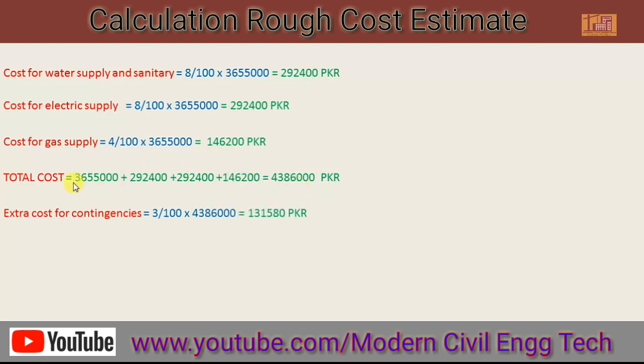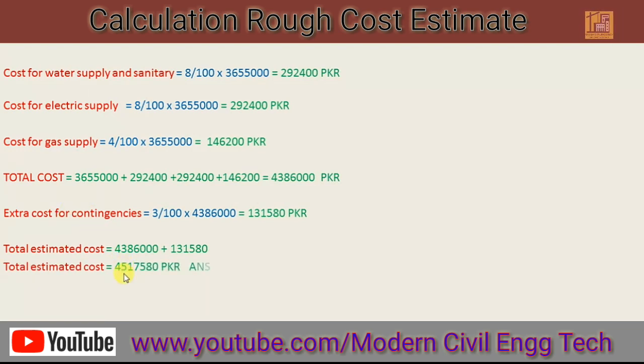Now we can calculate the extra cost for contingencies. For contingencies, 3% is taken. 3% will be multiplied by the total cost, 43 lakhs 86,000. So the answer will be 1,31,580 Pakistani rupees. In the end, we can calculate the total estimated cost. So the estimated cost will become 45 lakh 17,580 Pakistani rupees.